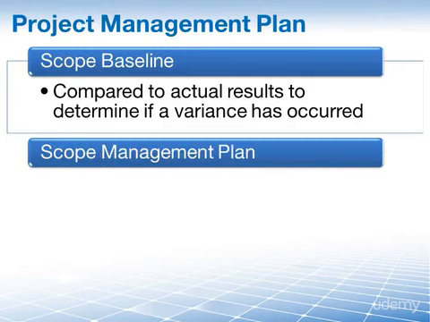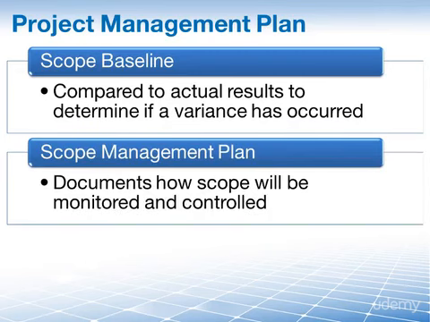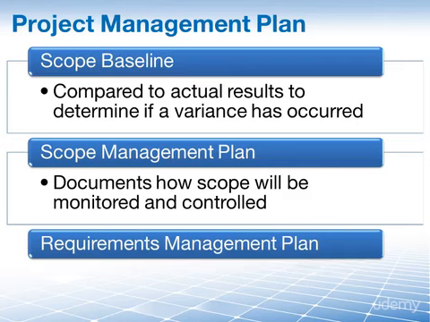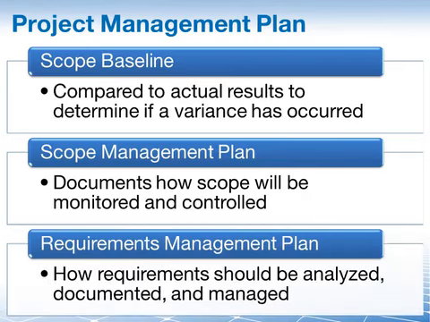We use the scope management plan because it documents how the scope should be monitored and controlled on the project. And remember, this is the process of control scope. It's an important input because it tells us how to control our scope. We use the requirements management plan because it defines how the requirements should be analyzed, documented, and managed.